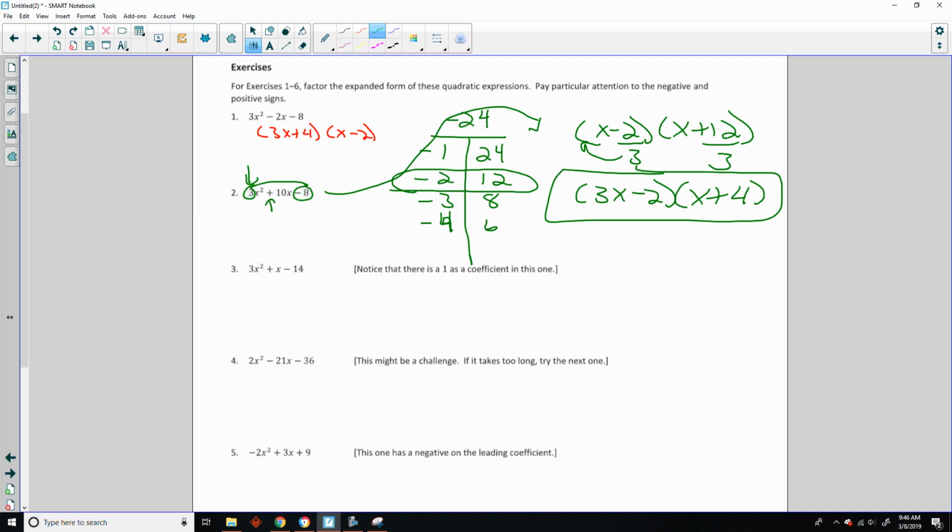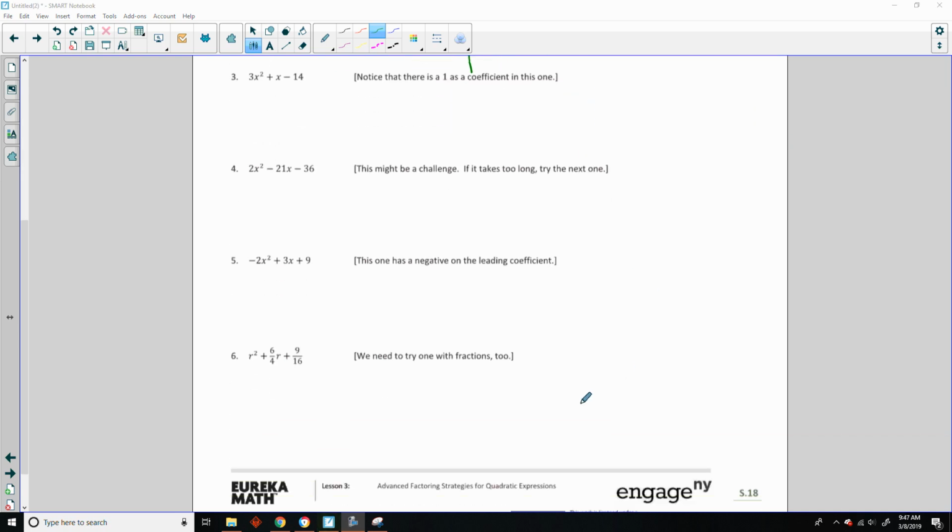Okay, number 3. Are you getting a hang of this beats method? Let's try it again. Leading coefficient of 3. Constant of negative 14. So I'm looking for factors of negative 42: 3 times 14 is 42. The middle term is positive, so my bigger number is positive, my smaller number is negative. Negative 1 times 42 is negative 42. Negative 2 times 21.